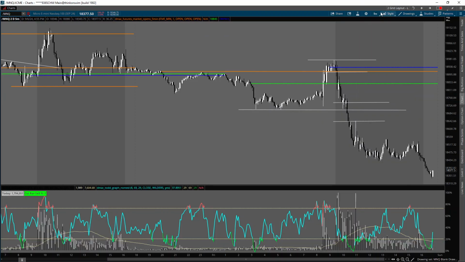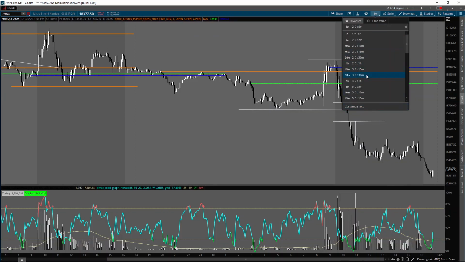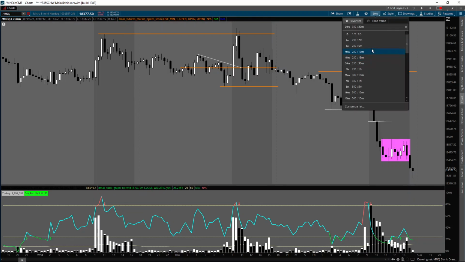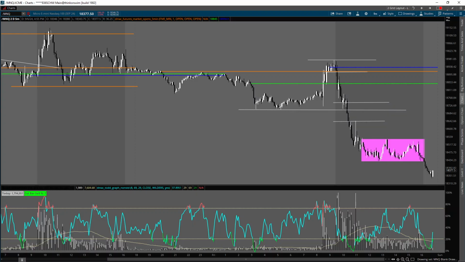So here, actually, let me show you. Get in the habit of doing this. So we've got this zone here. I just want to see it on a 5-minute. So there's that zone. It's a bit easier to trade, a bit easier to see the turns in this type of price action, but you get the idea.